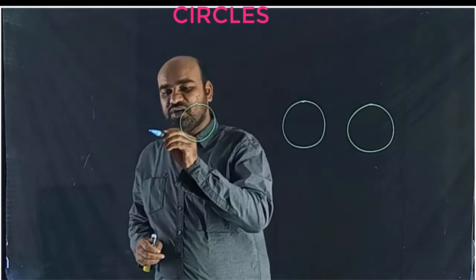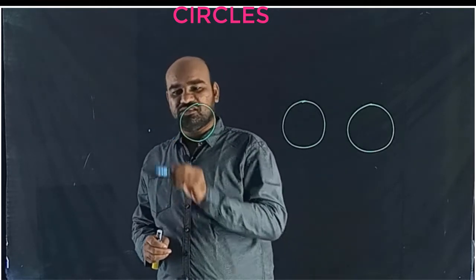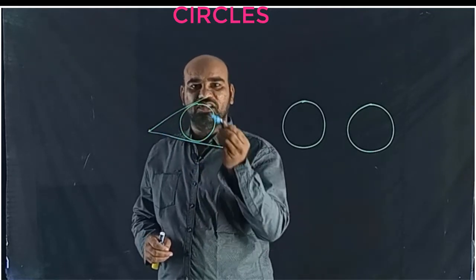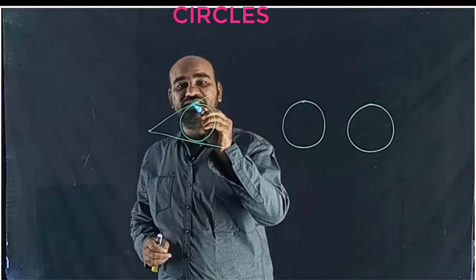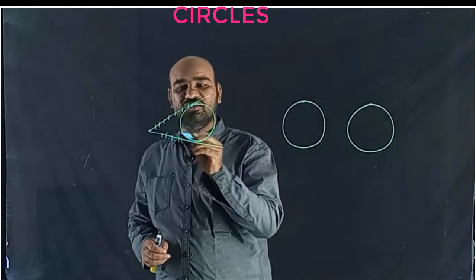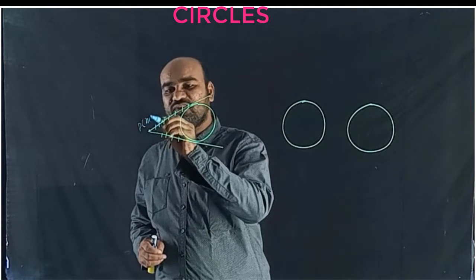From an external point, we can draw two tangents. This is one tangent, this is another tangent. Their equations are different, but lengths are the same. Lengths means tangent segments are the same. This length is equal to this length. This point is taken as (x1, y1).